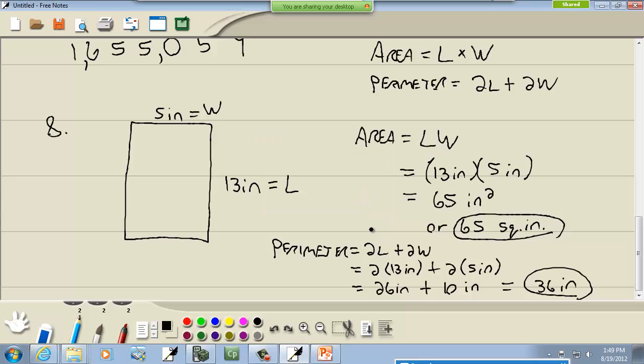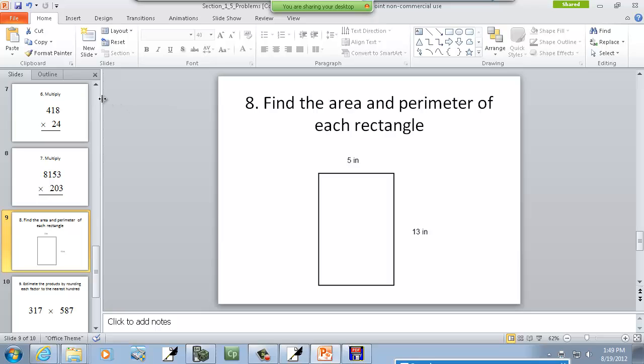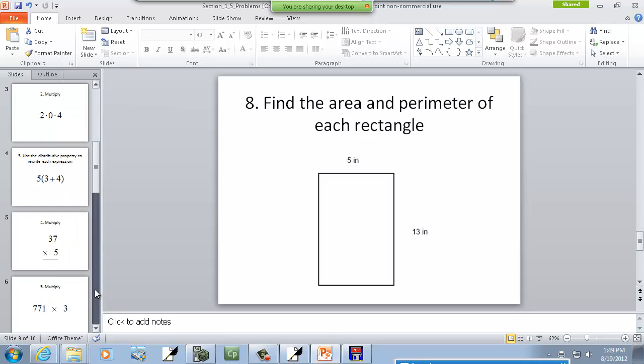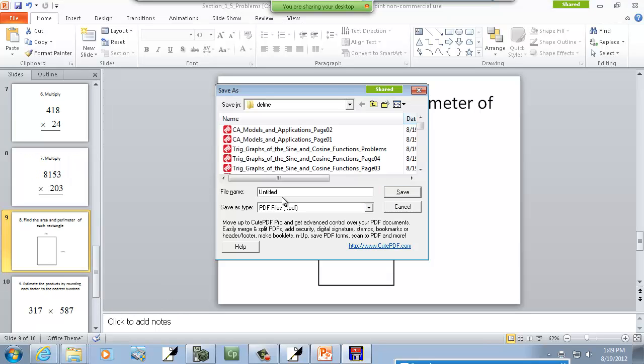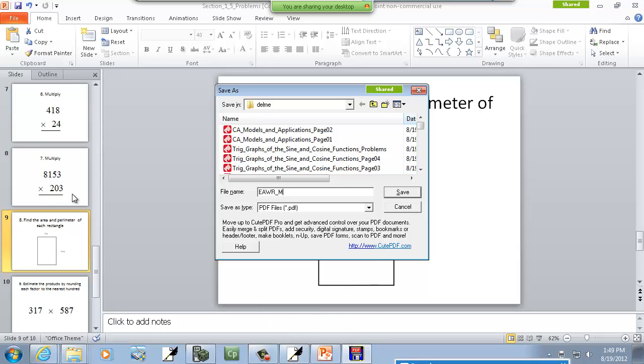So we'll save that. Whatever this might be called: Multiplying whole numbers and area. Page 1.